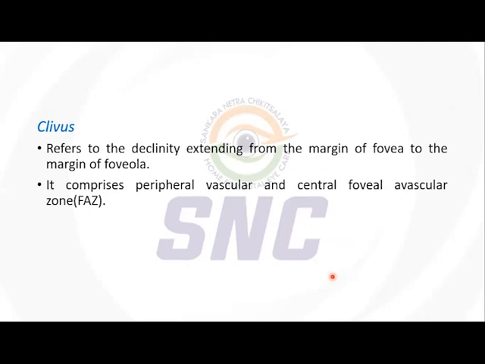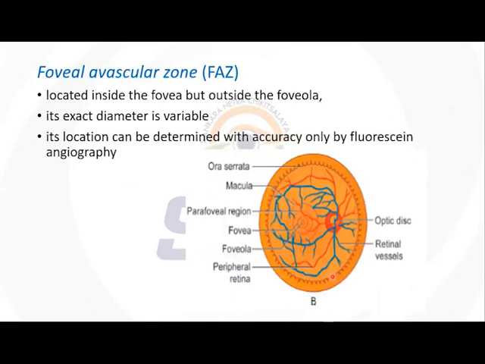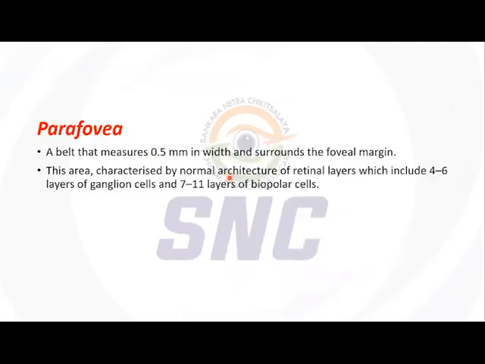The clivus refers to the declivity extending from the margin of the fovea to the margin of the foveola, and it comprises the peripheral vascular and central foveal avascular zone. The foveal avascular zone is located inside the fovea but outside the foveola, and its exact diameter is variable. Its location can be determined with accuracy only by fluorescein angiography. The parafovea, we already discussed, is a ring-like area of 0.5 millimeter that surrounds the foveal margin.